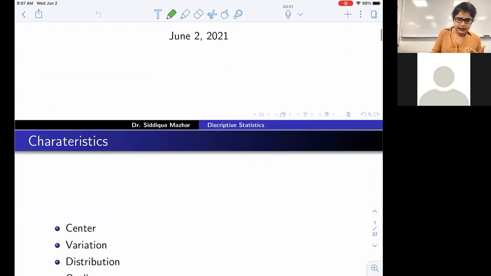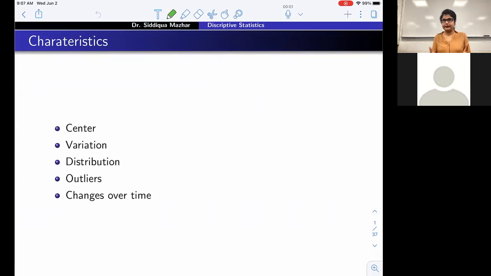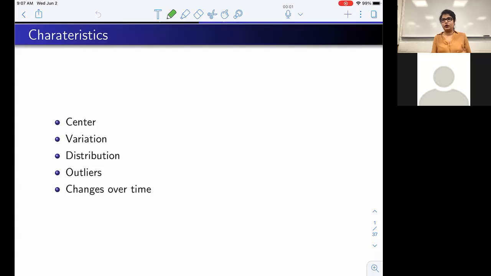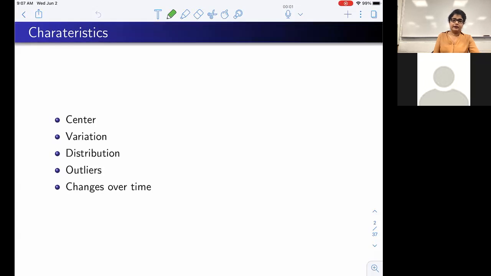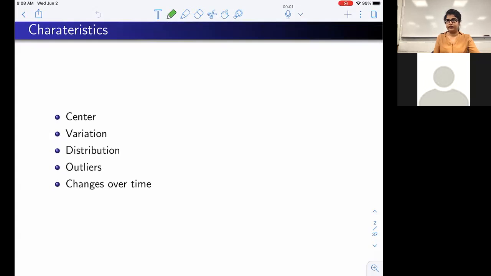So let's talk about what characteristics we can figure out for a given set of data. It could be in raw form, or it could be grouped data. Raw form means it is in ungrouped form, and if you make classes for the values you have been given, then we are discussing grouped data. There are five major characteristics that we will be discussing today. One is the center of the given data, meaning most of the values are around this value. That means, what is the center of it.